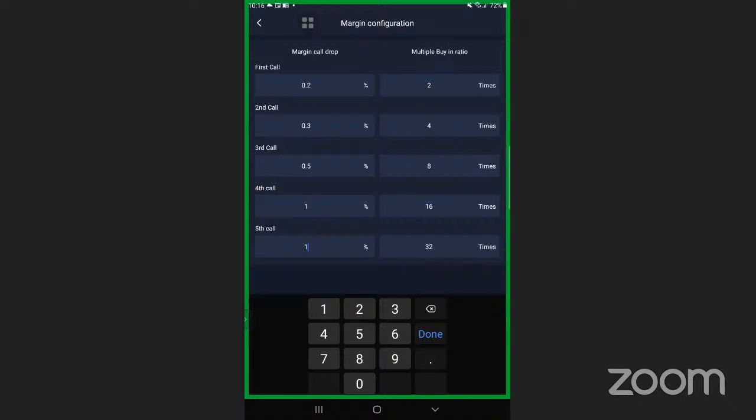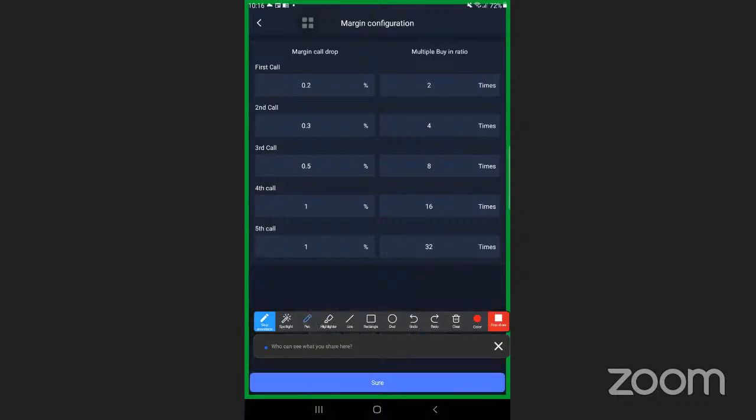Remember, this strategy goes with AI being on. Our artificial intelligence margin call button, we normally switch it on when we are using this, because this is a small drop. The robot will not struggle to buy when price drops by 0.2.